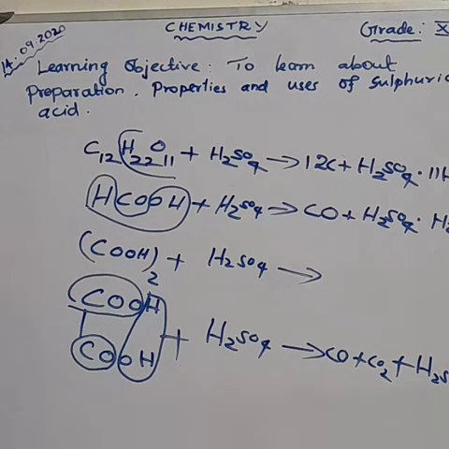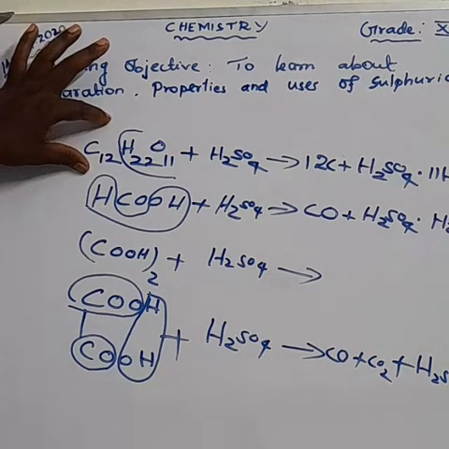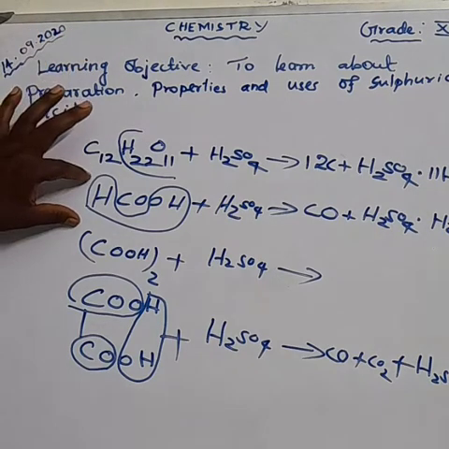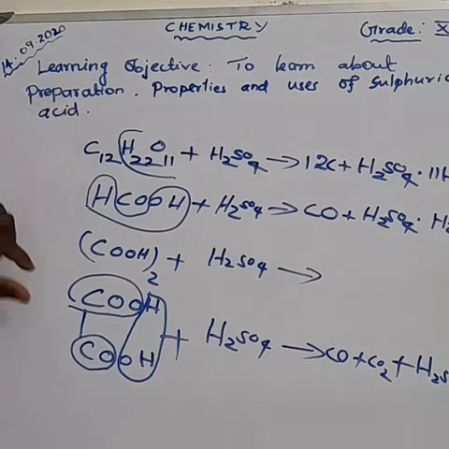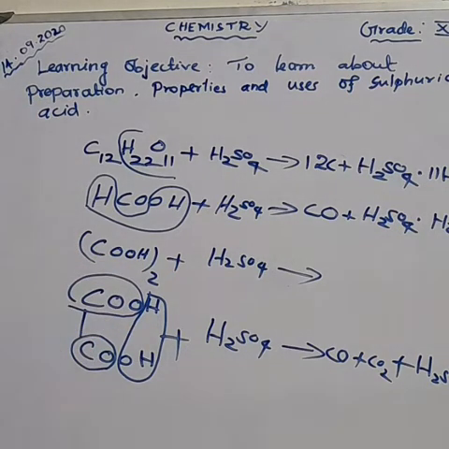sulfuric acid has a very good property: it is a dehydrating agent, removing water molecules from substances such as sugar. Sugar is sucrose, the formula is C12H22O11, and also oxalic acid, formula HCOOH, and also formic acid, which acts as one of the dehydrating agents.